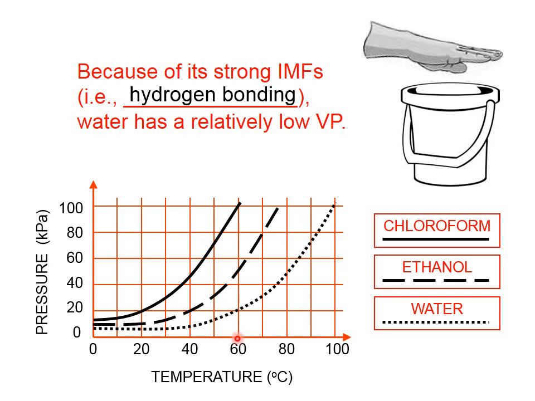For example, here at 60 degrees Celsius, water has a vapor pressure of about 20 kilopascals, ethanol has a vapor pressure of about 50, and chloroform has a vapor pressure of about 100. And that's because the intermolecular forces in water, primarily hydrogen bonding, are fairly strong forces. So those water particles in the liquid phase tend to hold on to each other relatively strongly, and so not many of them tend to go into the gaseous phase at a particular temperature compared to other substances.